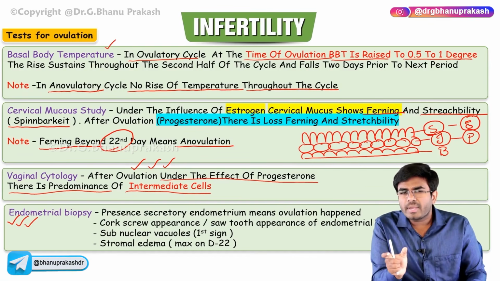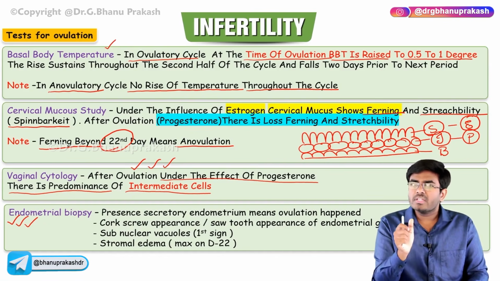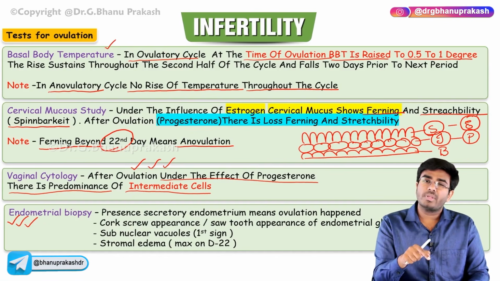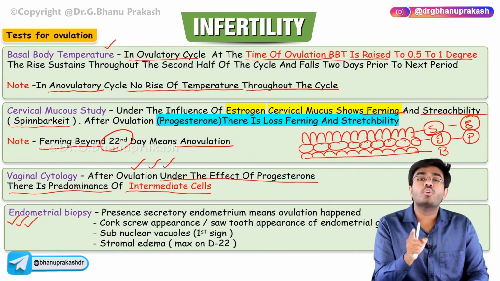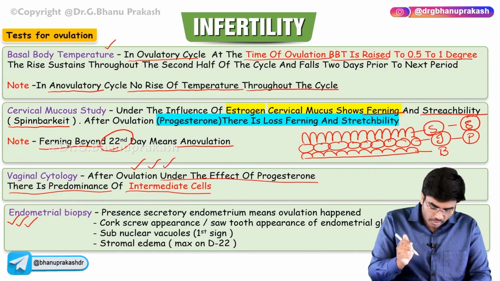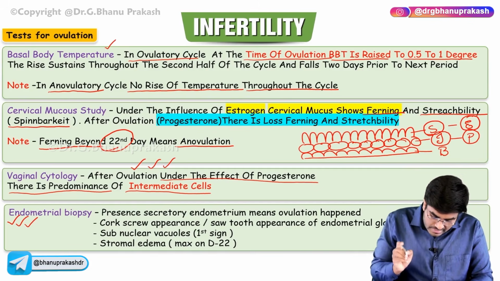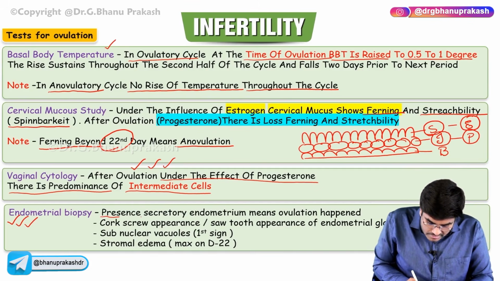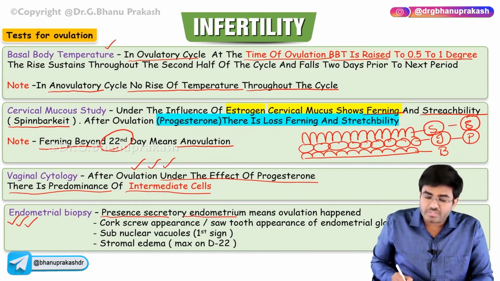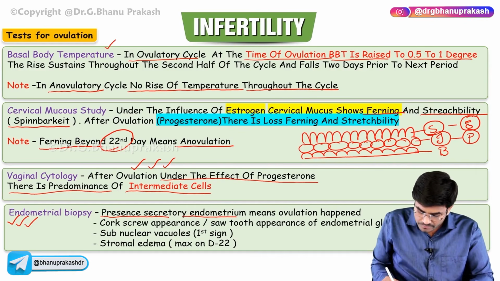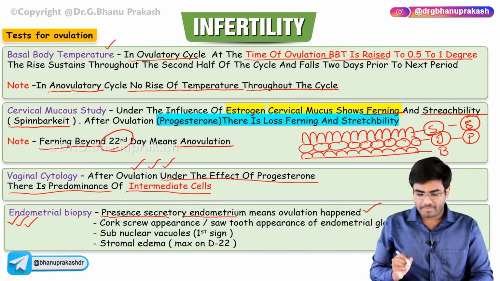Secretory changes are not happening means there is no progesterone. Why is there no progesterone? There is no corpus luteum. Why is there no corpus luteum? There is no ovulation. So, important points, guys, please concentrate. In the second half, there should be presence of secretory endometrium. If there is secretory endometrium, it indicates ovulation happened.